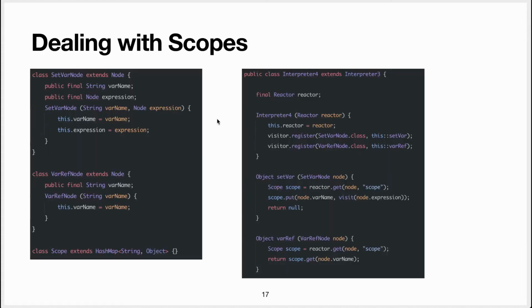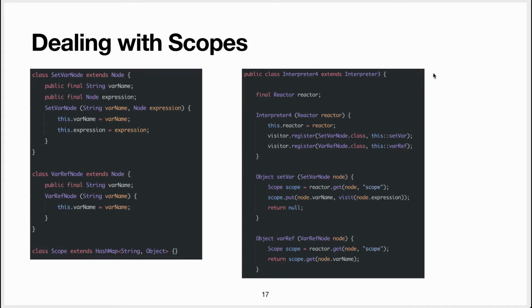So I added two new nodes, a setVar node that assigns a value to a variable, and a varref node that reads a variable. In both cases, there's the name of the variable, and for setVar, there's also the value that we assign to the variable. I also created a new scope class, and this scope class is just a map. See here, HashMap of String to Object.